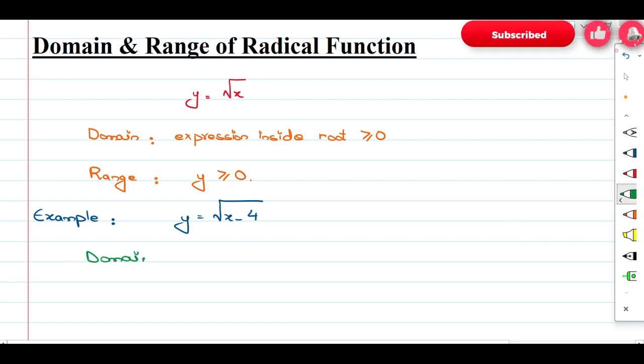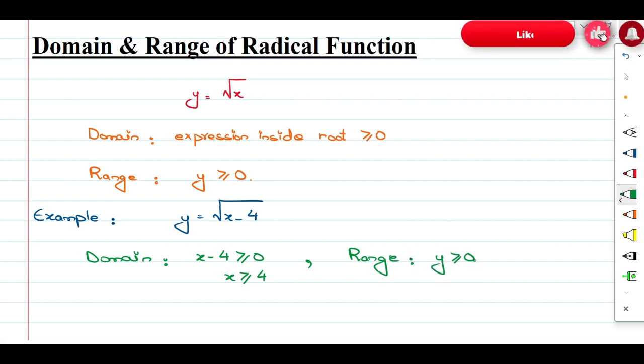So to get its domain, we can say the expression inside the root, you have to put it greater than or equal to 0. So x is greater than or equal to 4. That is my domain. And the range is always greater than or equal to 0. Y is greater than or equal to 0.